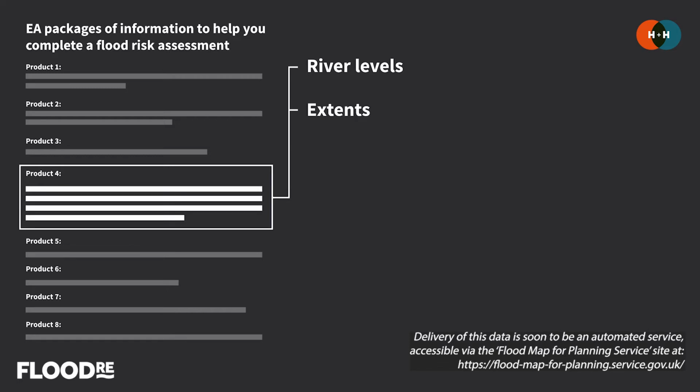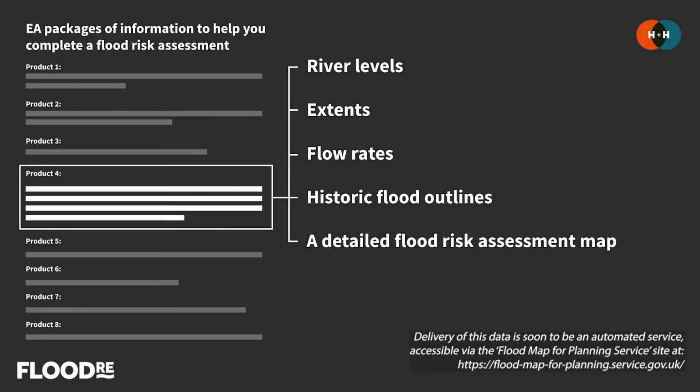In England, for example, the Environment Agency have Product 4, which can actually help provide more comprehensive information on things like river levels, extents, and flow rates, as well as historic flood event outlines. There's also detailed flood risk assessment maps and key flood datums that include climate change allowances. And there are also tools that can help us understand the spatial implication of future climate change data sets for 2030, 50 and 80.